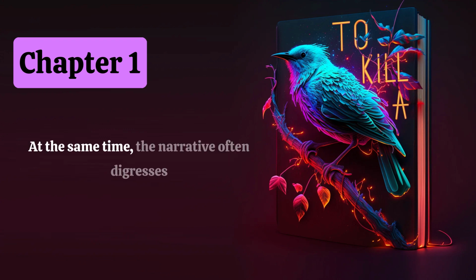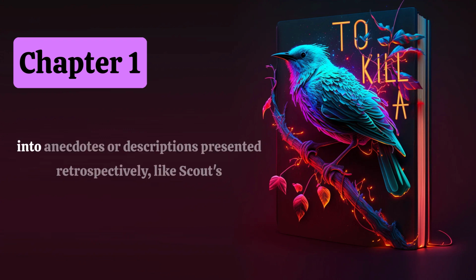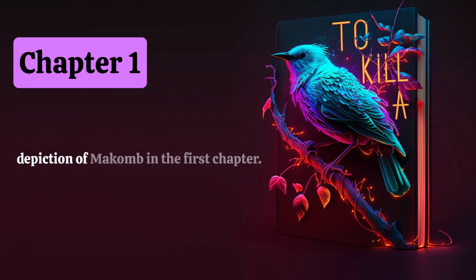At the same time, the narrative often digresses into anecdotes or descriptions presented retrospectively, like Scout's depiction of Maycomb in the first chapter. "Maycomb was an old town, but it was a tired old town when I first knew it. Somehow, it was hotter then. People moved slowly then." Here, Lee's language indicates an adult's recollection rather than a girl's experience.